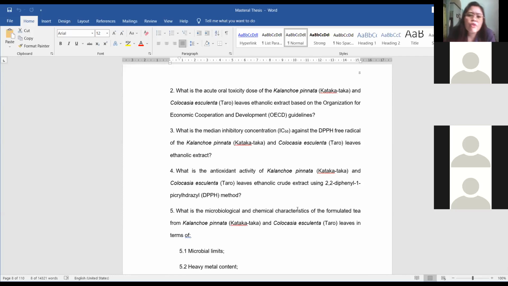Number 3 and number 4 are both determination of the antioxidant activity of my plants. Kasi the anti-angiogenic activity is closely related to the antioxidant activity. So kailangan ko ma-determine ang concentration and at the same time ang antioxidant activity sa akong plant. You can also explore this kind of study for the experimental one, ha? Nga antioxidants.